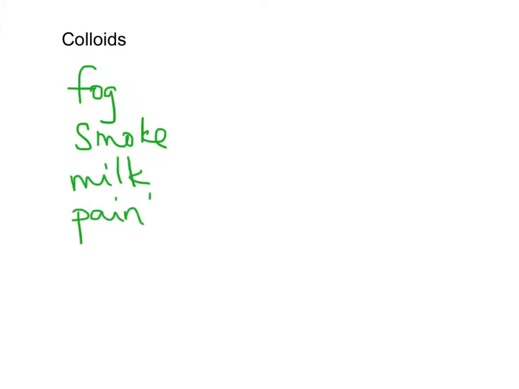Some examples of different types of colloids. There's actually 4 different classifications, but some examples are things like fog, smoke, milk is a colloid, paint is a colloid. These all have particles that are big enough that they won't let light necessarily pass all the way through.